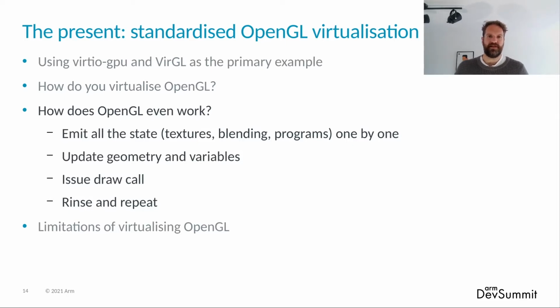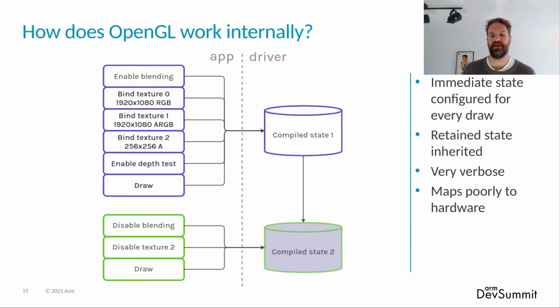The way GL works is it's a model where every time you need to draw something, you set up the entire state very explicitly, all of these parameters one by one. You update anything that's changed for your specific instance, and then you rinse and repeat for every draw in every frame. So all of these steps are going to happen every single frame. The entire configuration gets emitted line by line, blending, texturing, depth testing, programs to use, and then you draw.